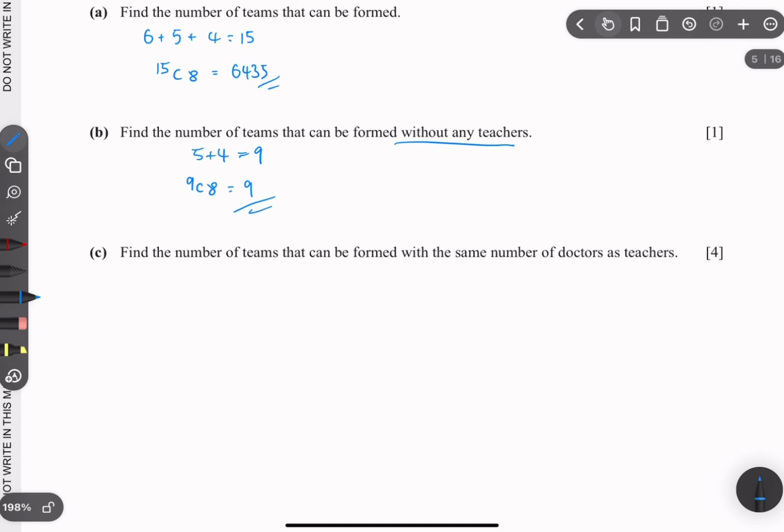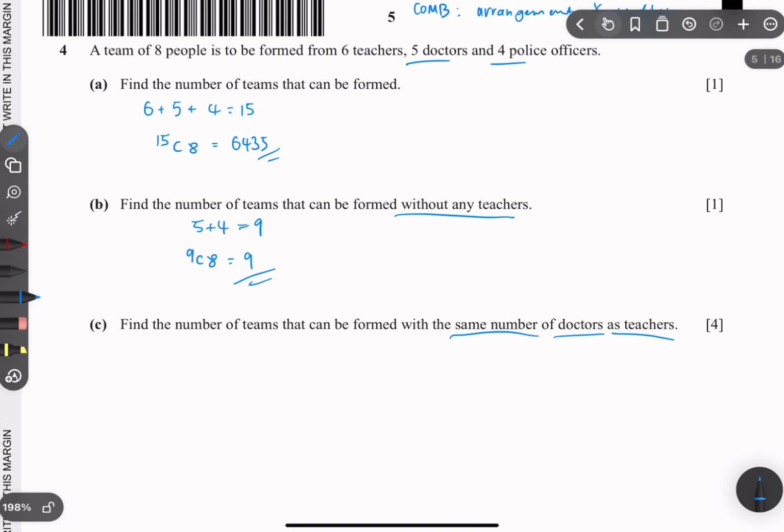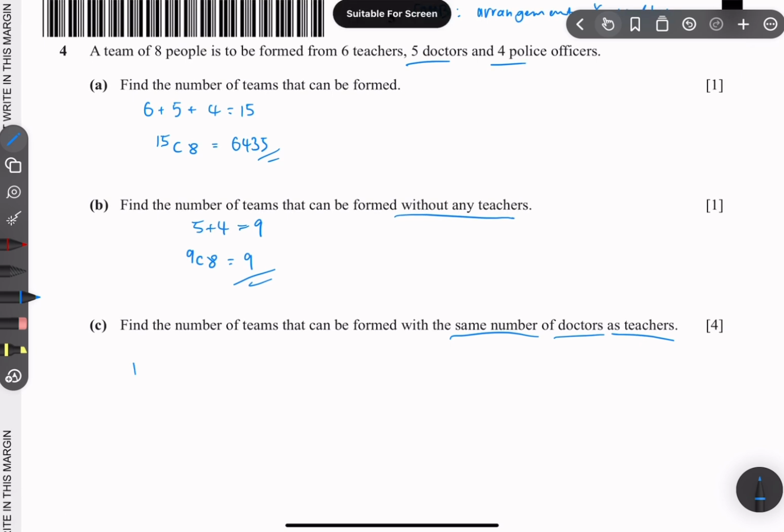Part C. Find the number of teams that can be formed with the same number of doctors as teachers. So for this question, it's easier to draw a simple table. D stands for doctor, T is teachers, and P is police officers.